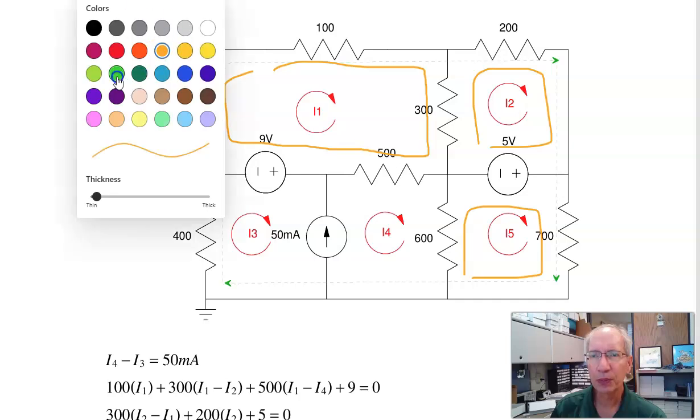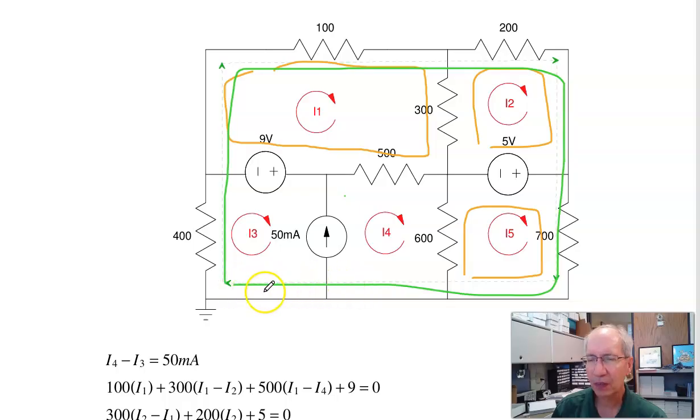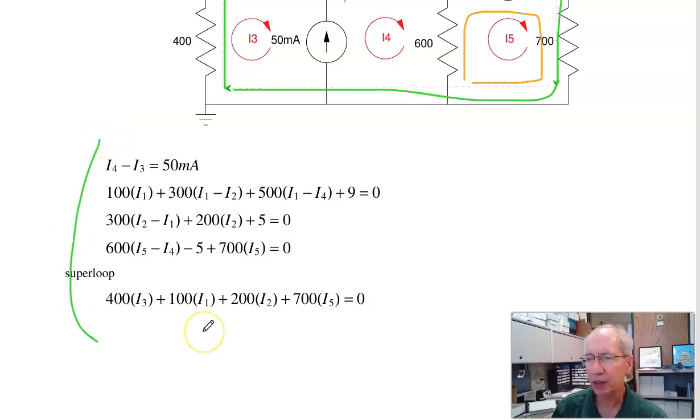That's my super loop. I haven't taken into account yet that 400 ohm resistor. So one super loop that works would be this one, going around the big whole mess. So 400 I3 plus 100 I1 plus 200 I2 plus 700 I5 equals 0 gives me 5 equations, 5 unknowns. And that is test number 1 for ECE 211.